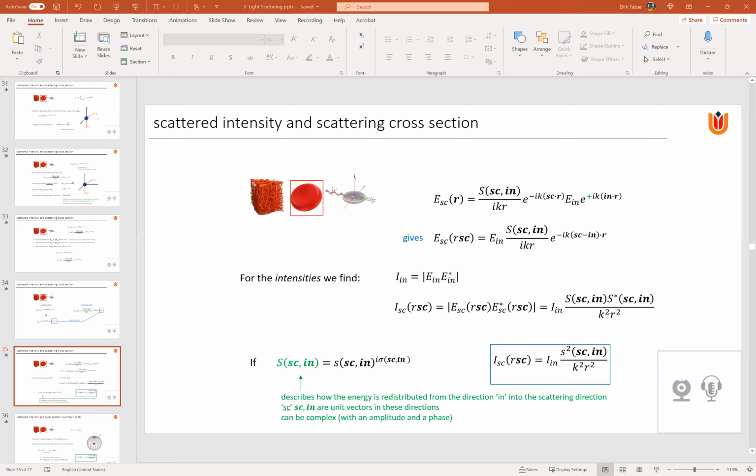So this is an expression for the scattered intensity in the direction of the scattering. The s_c is a unit vector in the direction of scattering. R tells you how far away you're looking. This is the incident intensity. The k squared times r squared tells you that we're looking at a spherical wave. And then the S function remains to be determined.